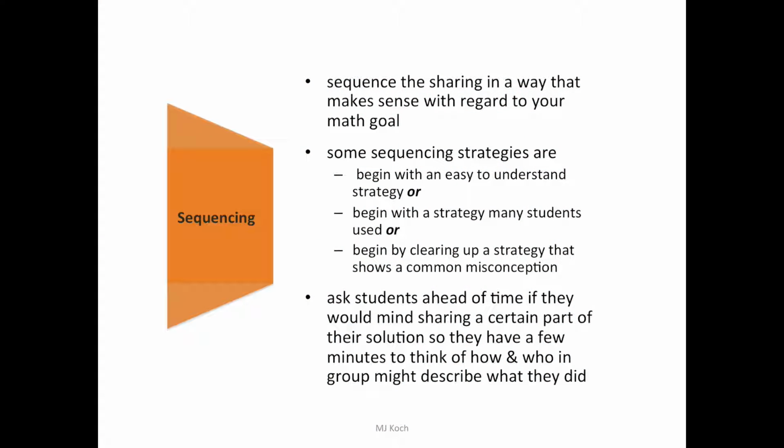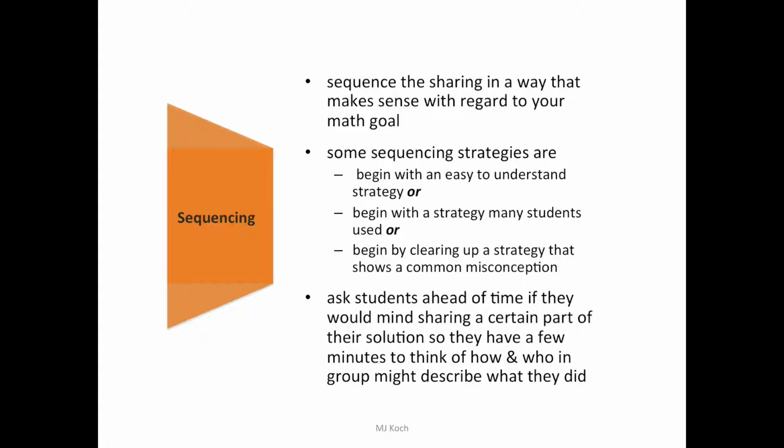Okay, so we're almost to the end of the 5 practices. The sequencing is the second last practice. And that's the idea of putting it in order. So how are you going to do this in order to meet the math goal that you're looking at? Some of the strategies that are suggested in the book chapters include beginning with a strategy that's fairly easy for everyone to understand. Others will begin with a strategy that lots of students used.